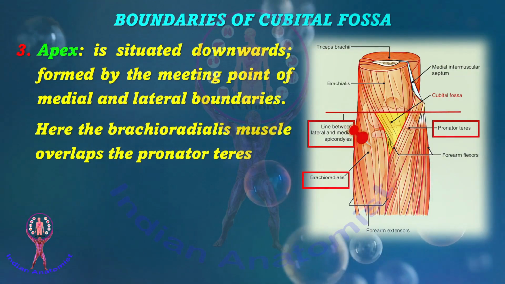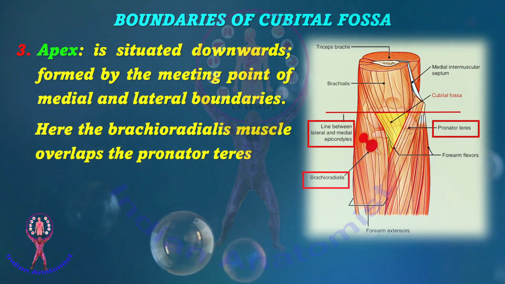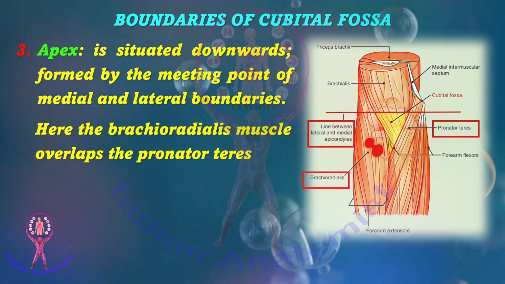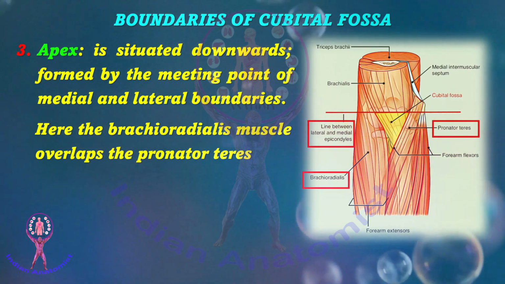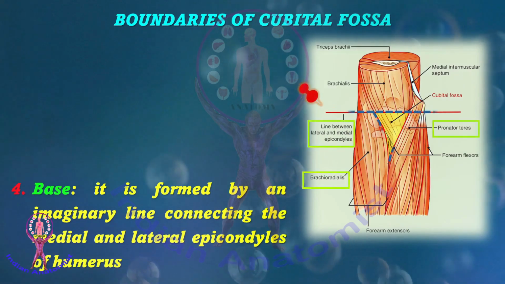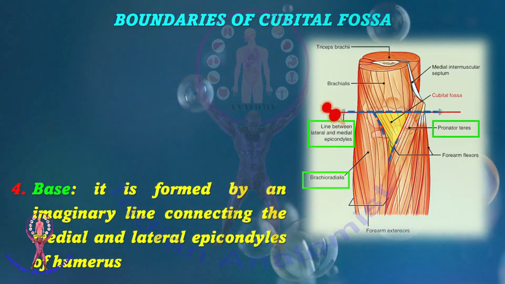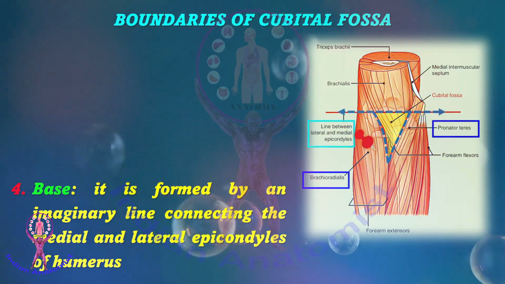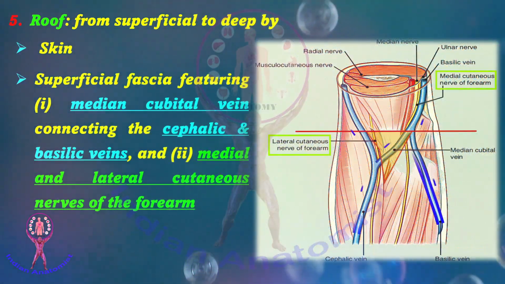Apex of the cubital fossa, it is situated downwards, which is formed by the meeting point of medial and lateral borders. Here, the brachioradialis overlaps the pronator teres muscle. Base of the cubital fossa is formed by an imaginary line which connects the medial and lateral epicondyles of the humerus.